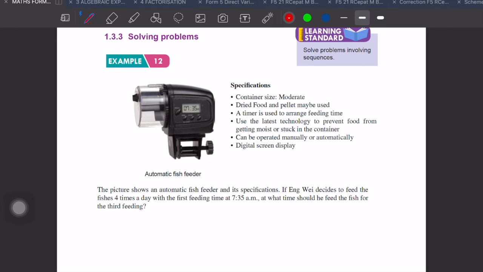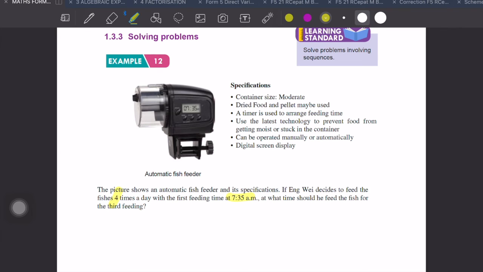So the question is, the picture shows an automatic fish feeder and its specification. If Ng Wei decides to feed the fishes 4 times a day, with the first feeding time at 7:35 a.m., at what time should he feed the fish for the third feeding?